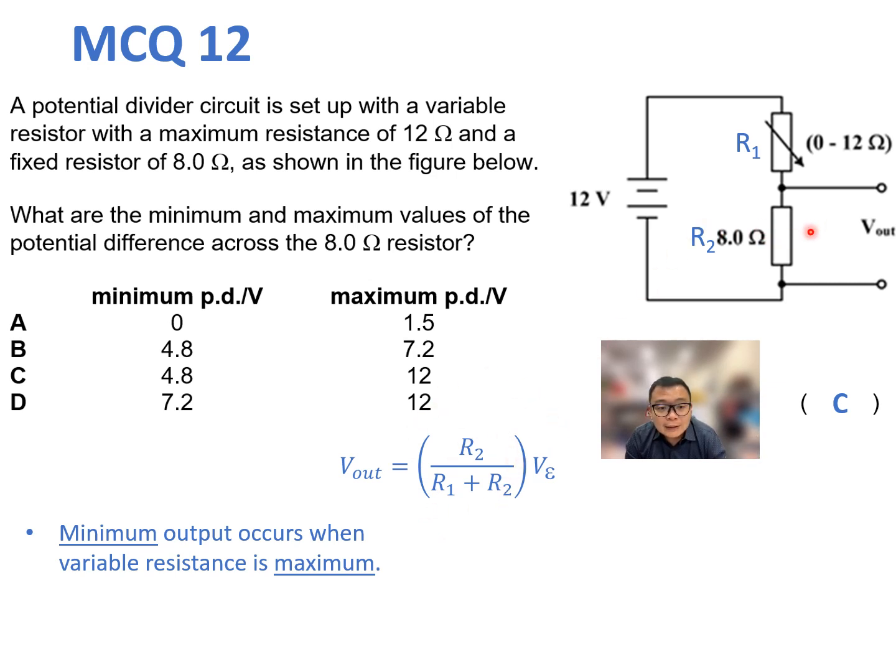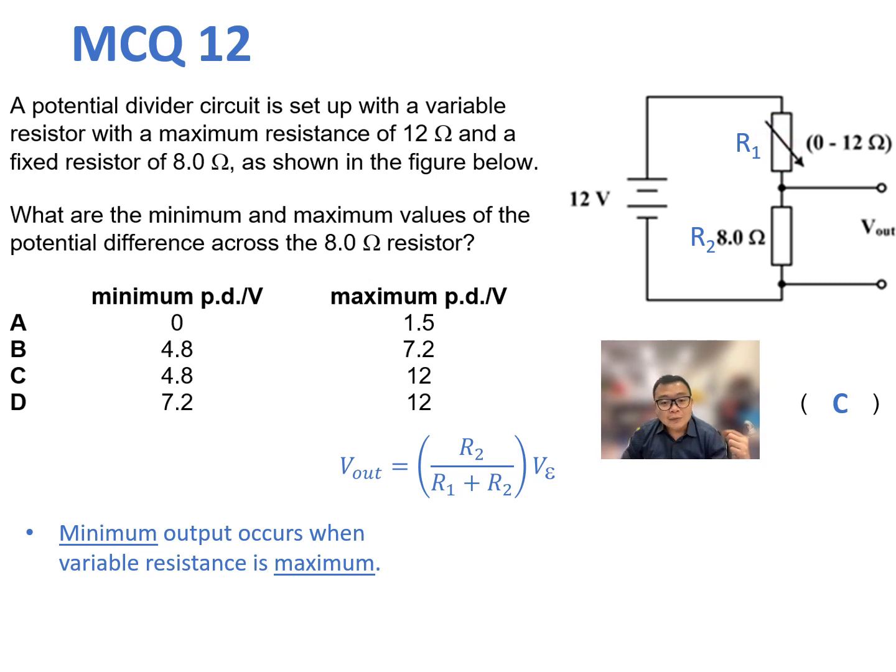So if we want this output here to be very, very small, minimum, we also want the voltage here to be very small. We want the resistance here to be small also. That means that the resistance over here must be as big as possible so that the voltage across R1 is as big as possible. It will grab a very big share of these 12 volts, leaving very little voltage for R2. Hence, this output voltage is the minimum when the resistance here is the highest.